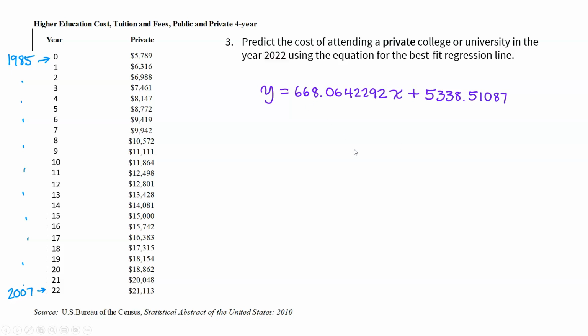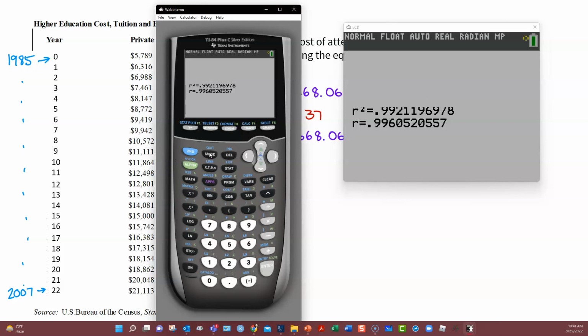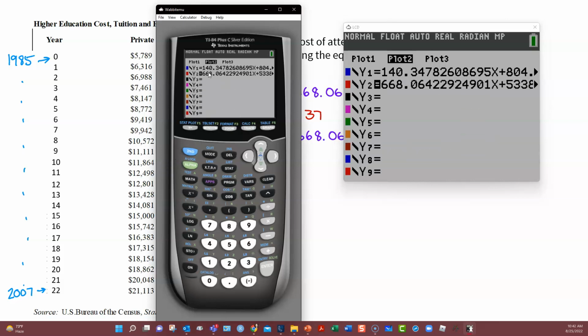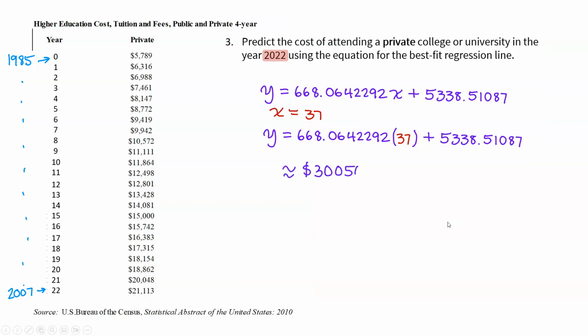I'm going to take this equation, let x be 37, which represents the year 2022, and I'm going to substitute that in. Now again, I could do that fairly easily on the calculator now that I have it stored, because with it being now in Y1 or Y2, all I have to do is go to my regular window. I'm going to go to my Y variables and now choose Y2 and substitute in that 37. And I get $30,056.89 when all is rounded. And so that would be the prediction for part 3.